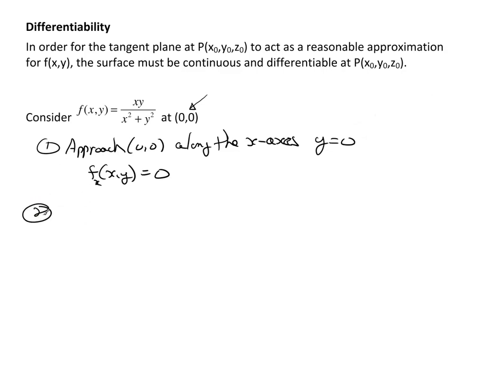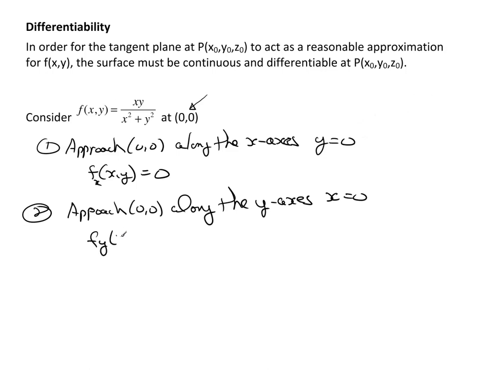The second thing I'm going to do is, again, approach the same point along the y-axis. That, of course, means that x is equal to 0. And again, I get the same thing. The partial with respect to y is also 0.